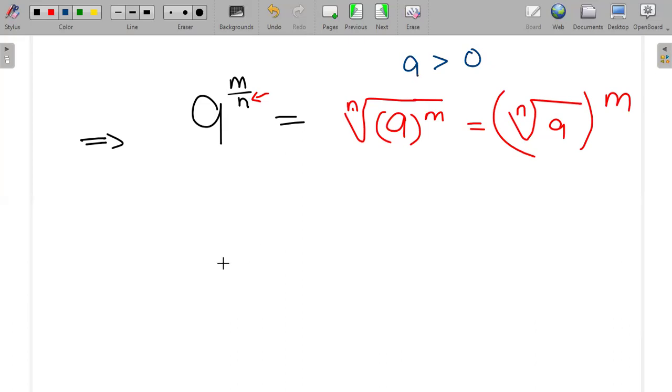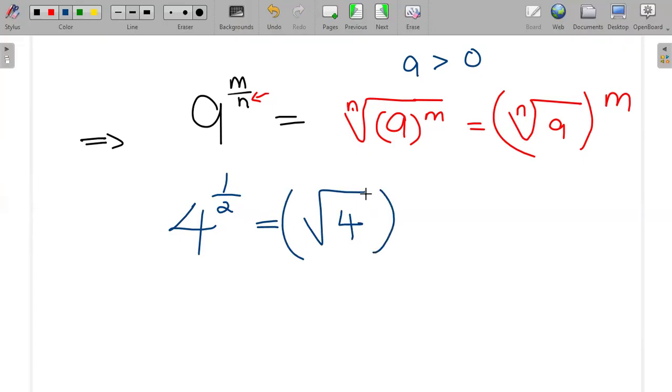So for example, if I write 4 to the power half, it will be the same as the square root. If the root there is 2, then we call it the square root, and we actually don't show the 2 there. We just write the square root like this. And then to the power what? Whatever was on top there, which is 1. So it would be the square root of 4, which is 2, to the power 1, which is just 2.